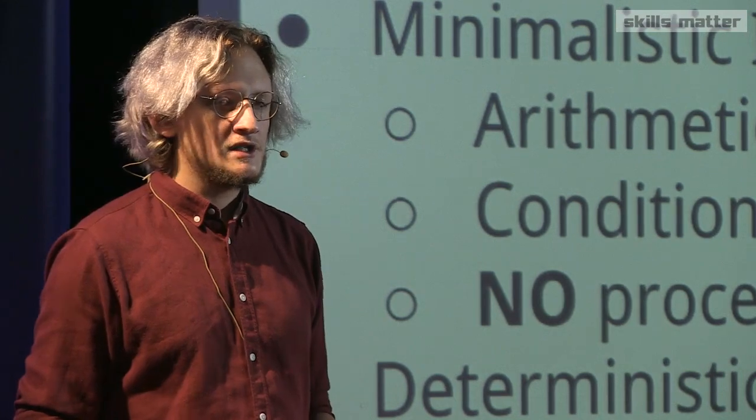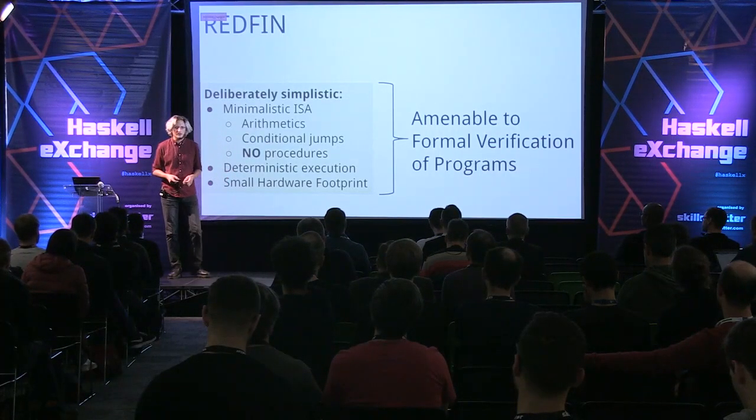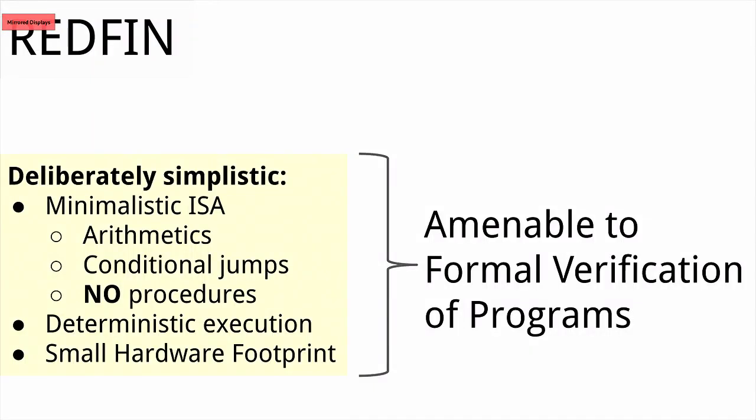And it has deterministic execution behavior, so it doesn't have any things like speculative execution or concurrency, so it's completely deterministic. It has a deliberately small hardware footprint, so it could fit on small space-qualified FPGAs, which have all kinds of radiation protection. So these design properties of Redfin make it amenable to formal verification of programs. And by formal verification, I mean complete verification. We're not doing randomized testing, we're not doing bounded model checking, we're doing complete model checking, so full verification of programs for all possible inputs.